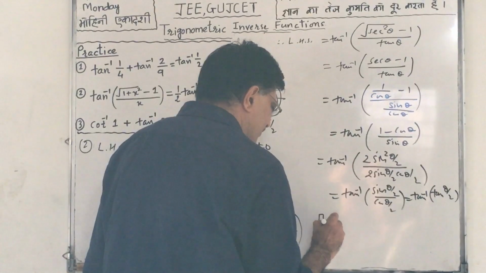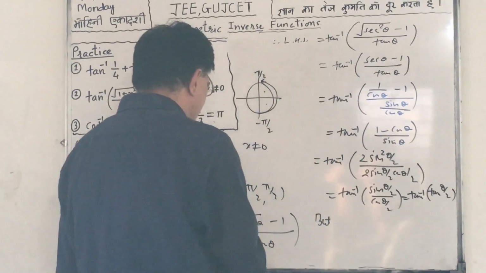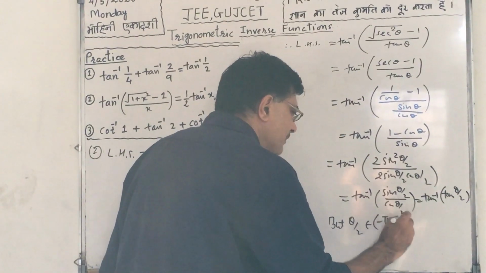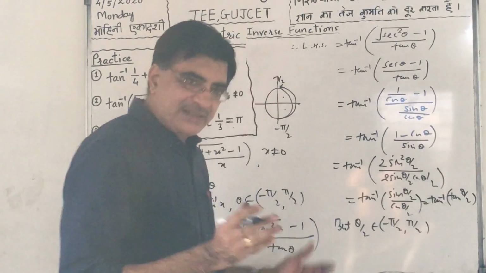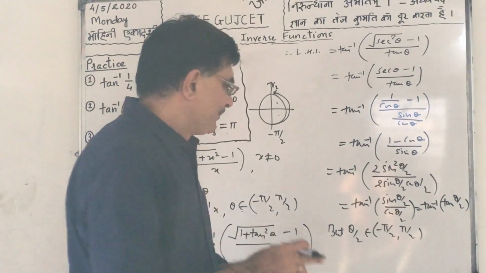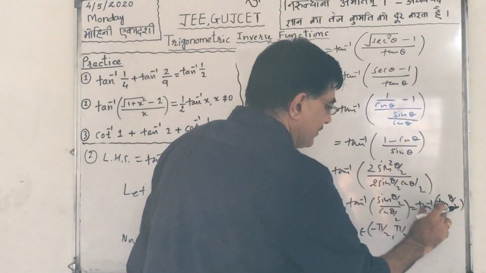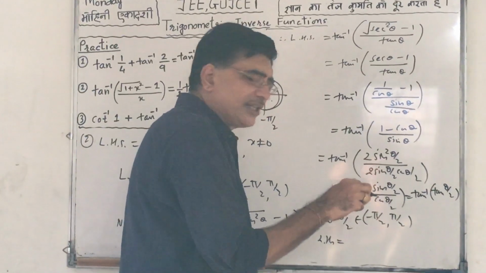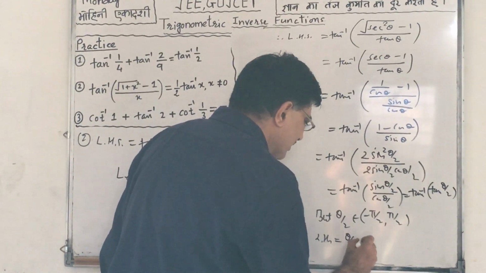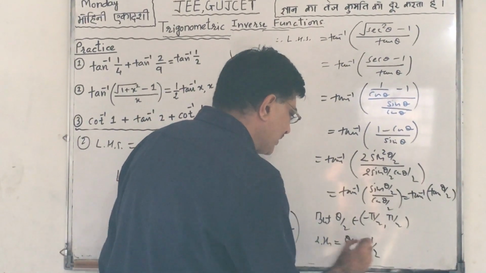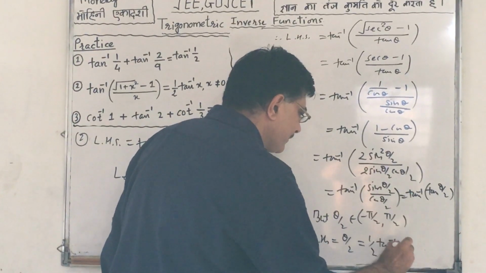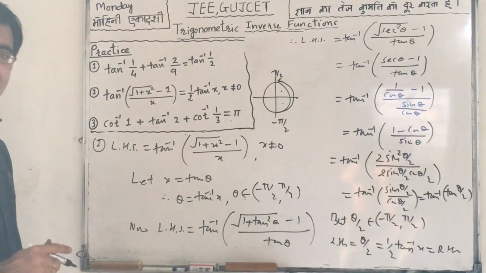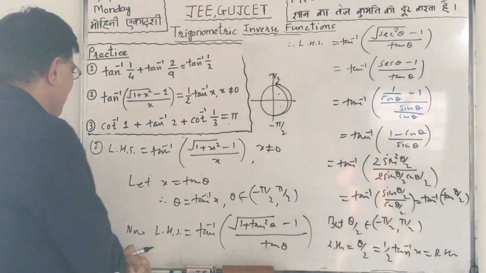But we know that if theta is between minus pi by 2 to pi by 2, obviously theta by 2 also belongs to the open interval minus pi by 2 to pi by 2. It is smaller than theta. So this will give us the identity function, and LHS is theta by 2, which can be written as 1 by 2 tan inverse x, since theta was tan inverse x. Thus we have proved LHS equals RHS. Now the third.